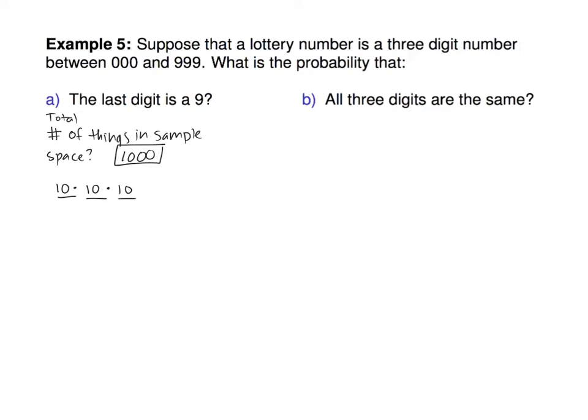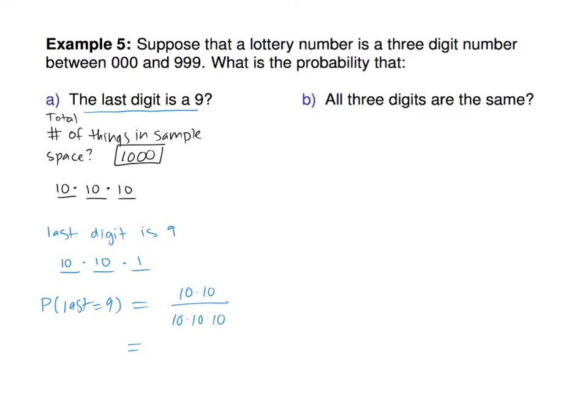So we can think about the number of things in this event the same way. So if your last digit is 9, what can the first digit be? How many different things could it be? 10, anything, right? The second one could be 10. And the last one has to be 9, so how many choices do you have? 1. So the probability of last equals 9 is 10 times 10, or 100, over 1,000, which is, I think that's 1/10, right? Or 0.1.